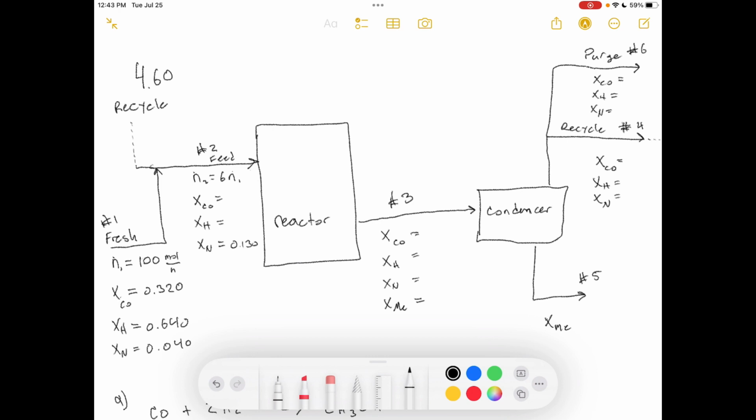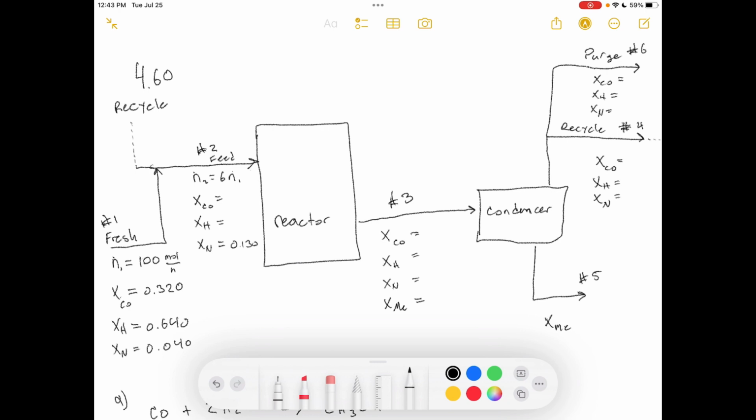The fresh feed to the process contains 32% mole carbon monoxide, 64% hydrogen, and 4% nitrogen. This stream is mixed with a recycle stream in a ratio of 5 moles recycle per 1 mole fresh feed to produce the feed to the reactor, which contains 13 mole percent nitrogen.